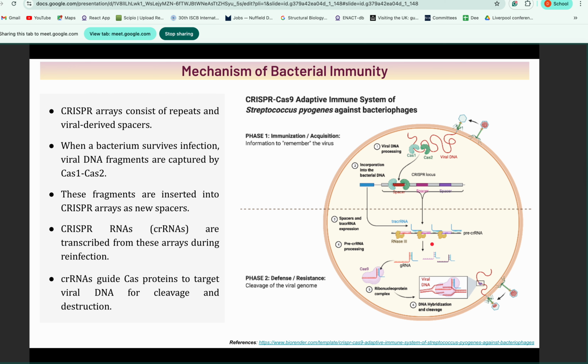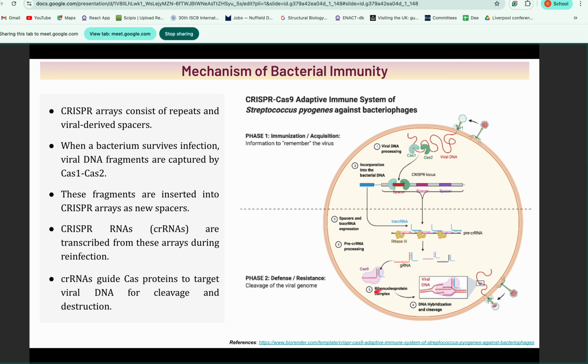So afterwards, whenever the reinfection happens, these precursor crRNAs will get processed by RNase 3. RNase 3 is an enzyme which will separate these RNAs which belong to different spacers. In that way, we will get separate crRNAs which are specific to specific viruses. So in this way, it is processed.